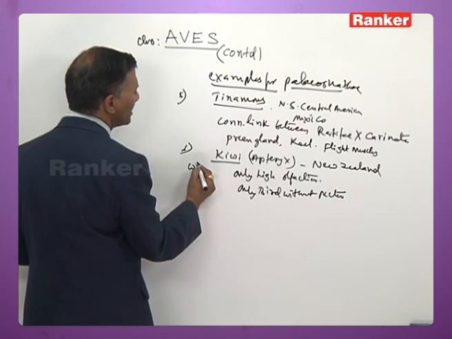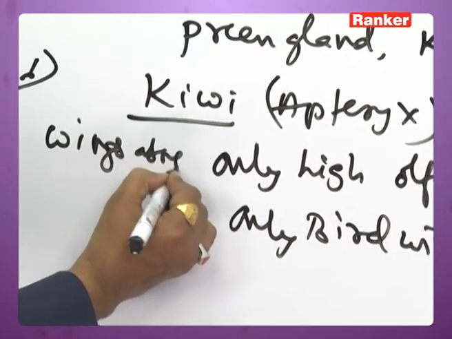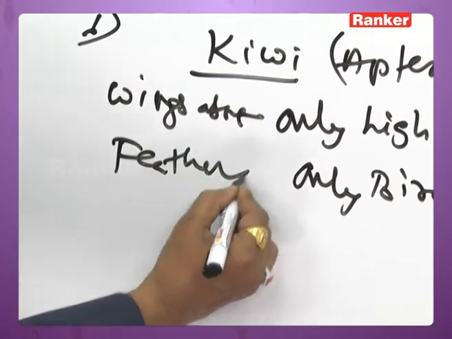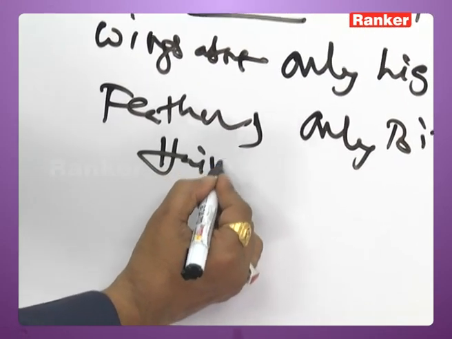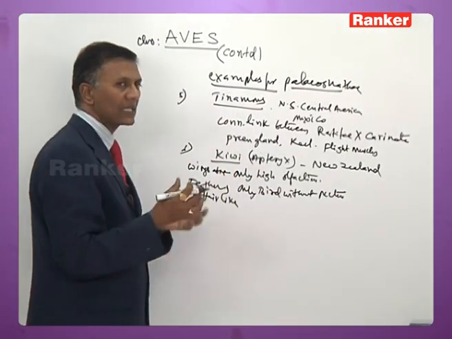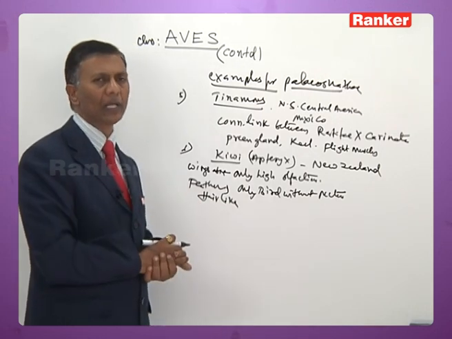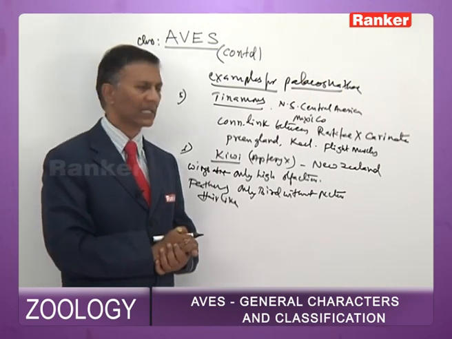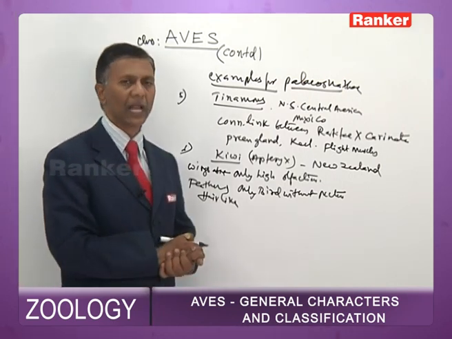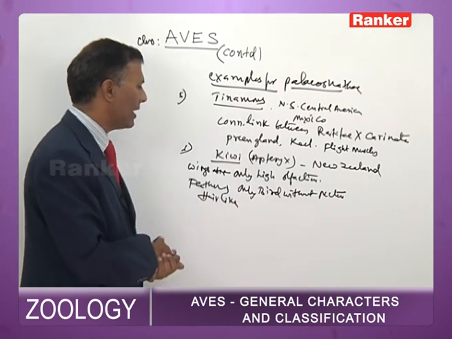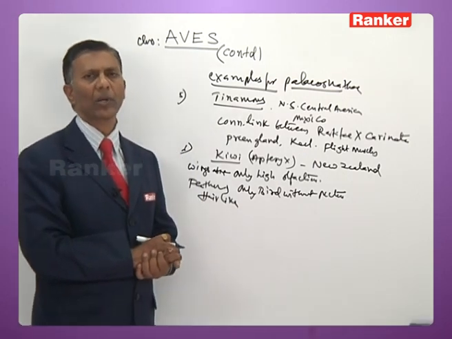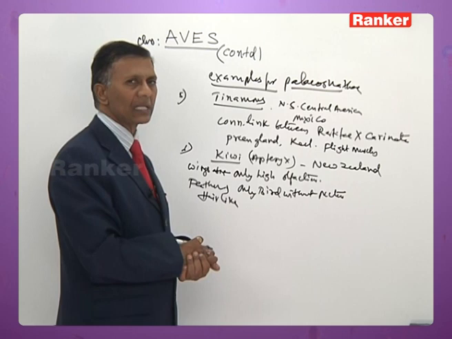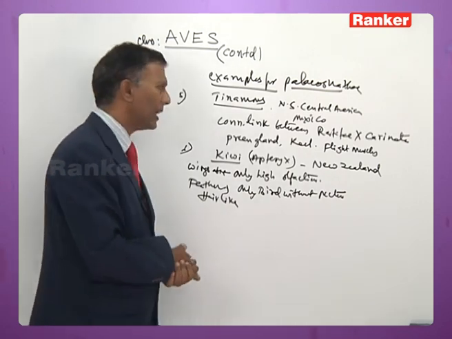In this, wings are completely absent, and feathers are hair-like. All feathers are sparsely arranged and they look like hair all over the body. Though the bird is small in size, it lays relatively large eggs, and it happens to be the national bird of New Zealand. Kiwi, Apteryx, is a nocturnal fossorial bird. So these are some of the most important examples for Paleognathae.